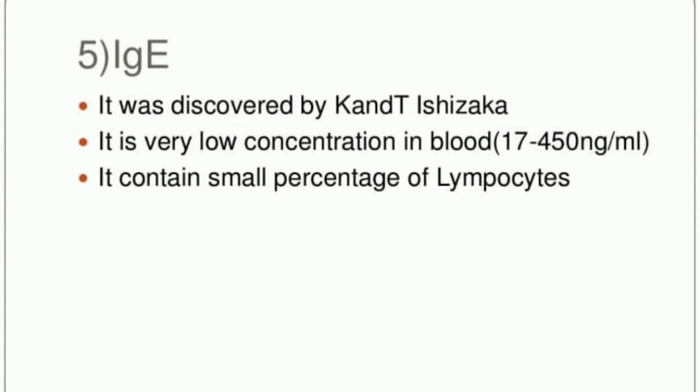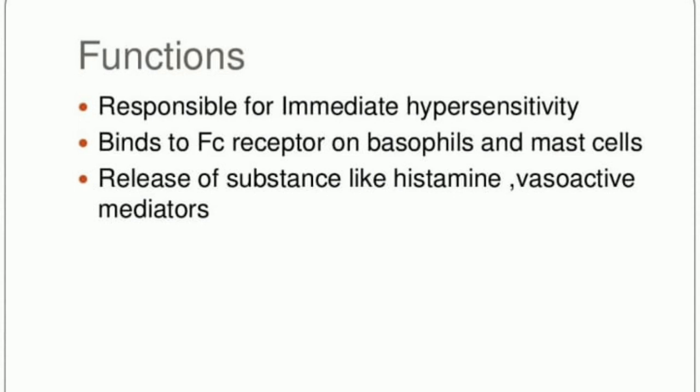And the last we will learn about the antibody type IgE. IgE is in very low concentration in blood, which is 17 to 450 nanogram per milliliter. It contains a small percentage of lymphocytes, and its functions are responsible for immediate hypersensitivity, binding to Fc receptor on basophils and mast cells, release of substances like histamine, vasoactive amines.